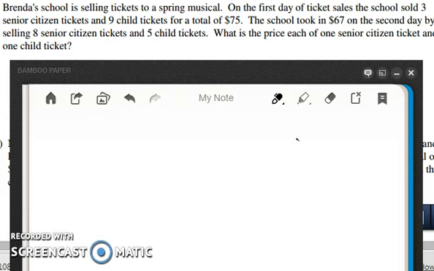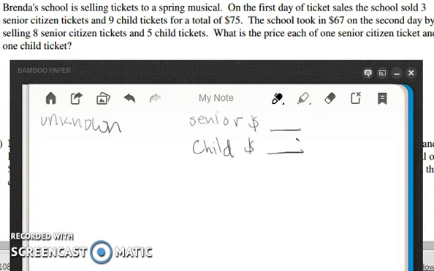Okay, hopefully you paused it, you set it up. Here's how we do it. Again, we want to start with our unknowns, what we don't know. And once we start with that, then we can go ahead and get the rest. It says, what is the price of a senior citizen ticket and a child's ticket? So we're going to start by saying, what's the senior citizen ticket price and what's the child's ticket price? Okay, and so we don't know either of those. Just like before, I'm going to give it an S and a C.